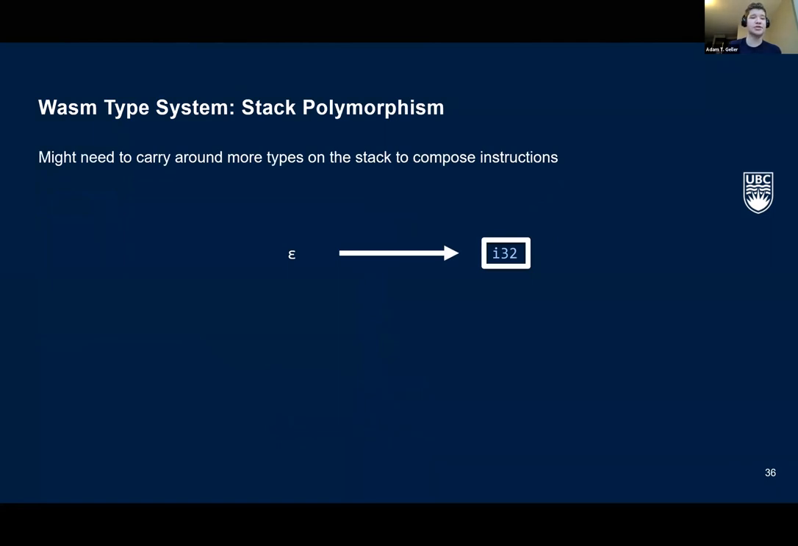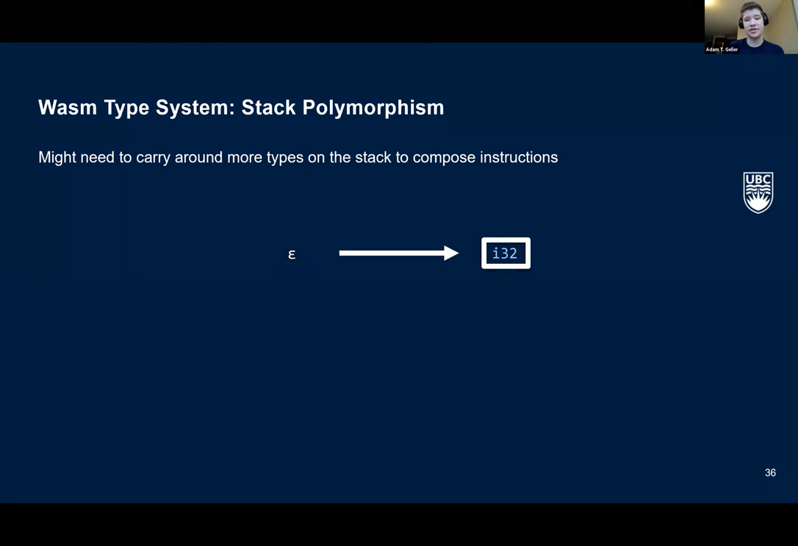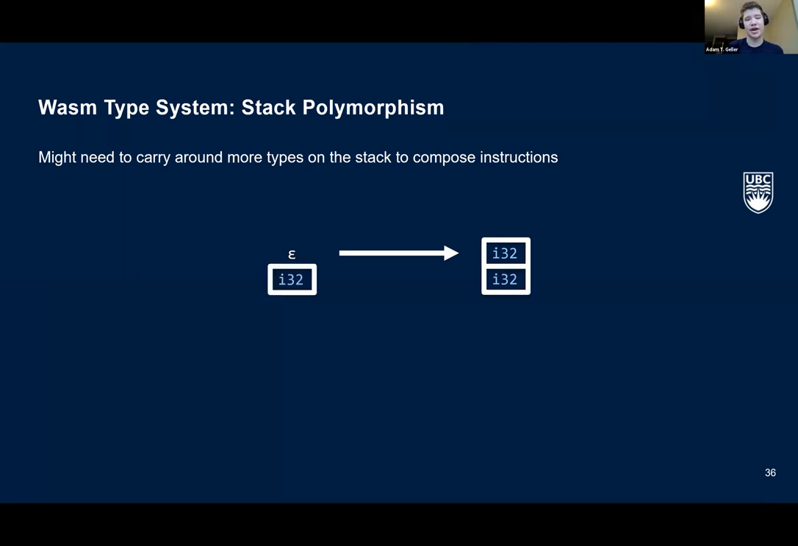So the way we get around this is using stack polymorphism. What stack polymorphism allows us to do is to compose together instructions by carrying around extra information about the shape of the stack beyond what a given instruction will modify. And in the previous example, this allows us to carry around the extra 32-bit integer from the previous instruction. And this makes sense because that instruction won't modify that part of the stack. So when you get to future instructions, that part of the stack will still be present.